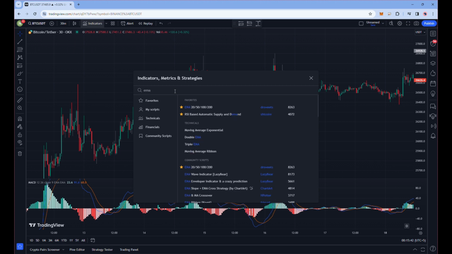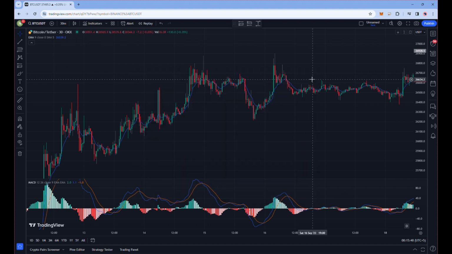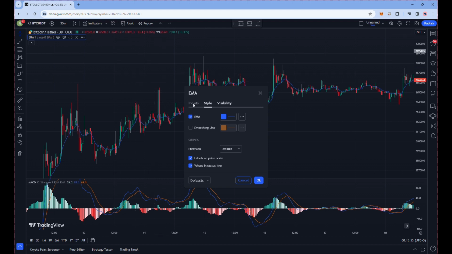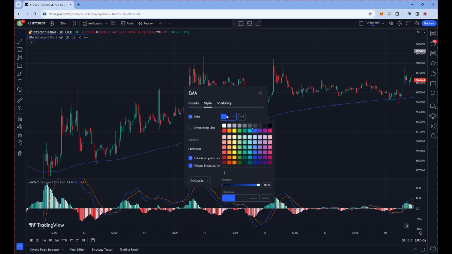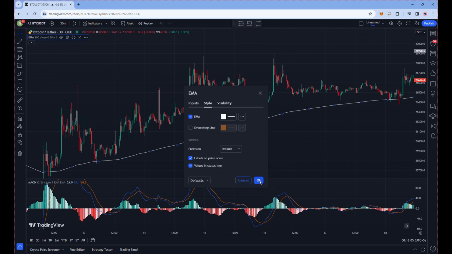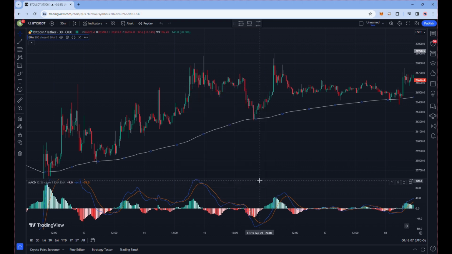Now on to our second indicator, that is the EMA line. We add it to our chart, and change the period of the line to 200. We also change the color of the line to white for better visibility. Now our chart will be looking something like this. That's all with the indicators for this setup.